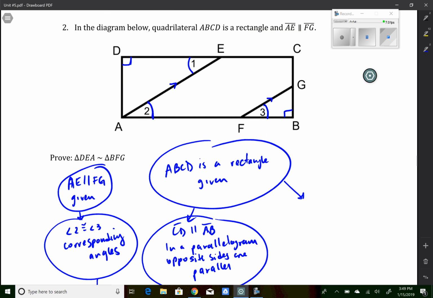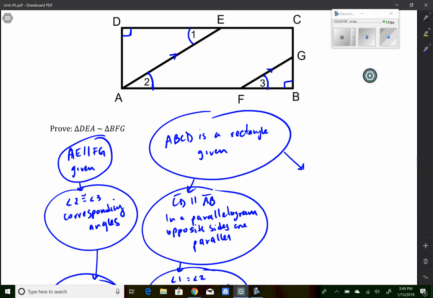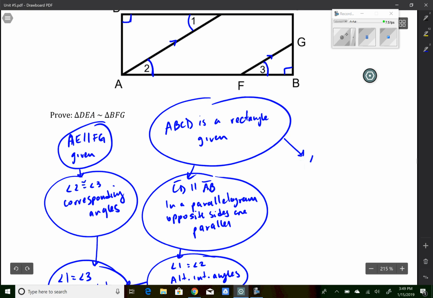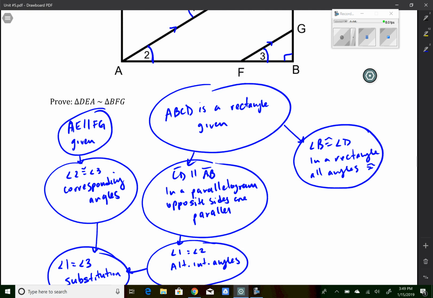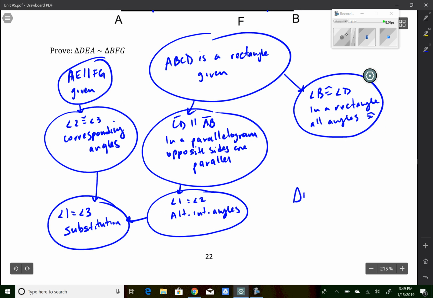Now the other set of angles comes from the angles here being congruent. So we can say angle B is congruent to angle D because in a rectangle, all angles are congruent. I don't even have to say they're right angles. I just need to know that they're congruent to each other. So now I have two sets of congruent angles, so then I can say triangle DEA is similar to triangle BFG by angle.